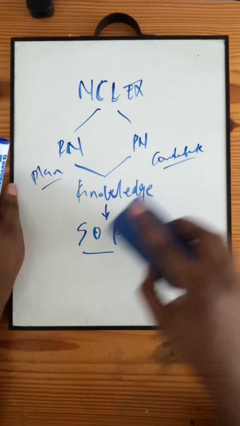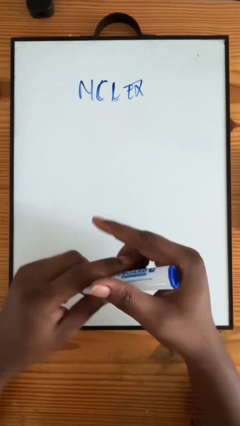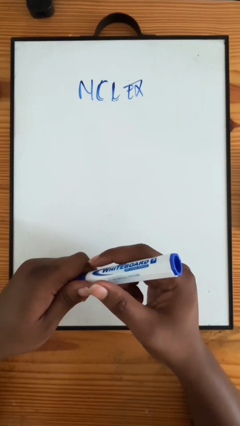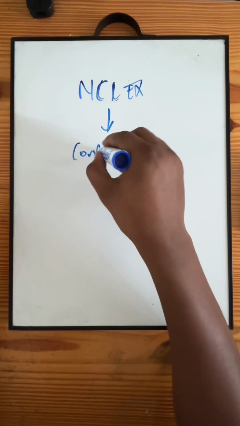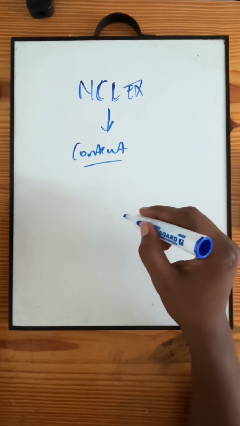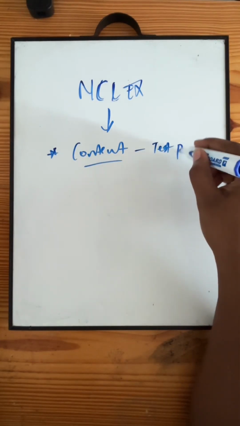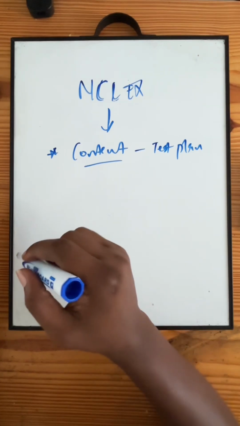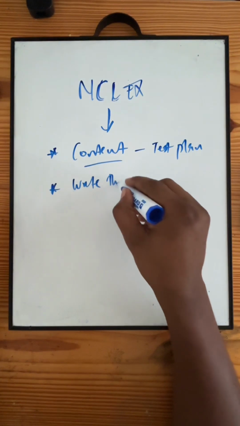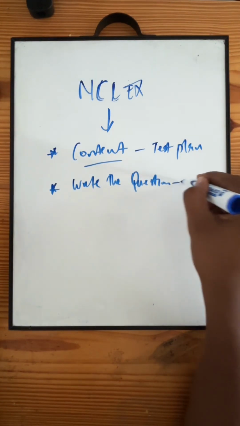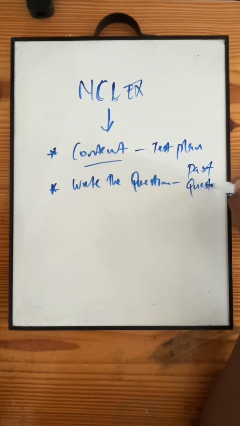Now, when you are preparing for the NCLEX exam, the first thing you want to know is the content. You want to know where the content is. We have the content on the NCLEX test plan. Next, you want to know how the NCLEX writes the questions. And how do you know how the NCLEX writes the questions? By using the NCLEX past questions.